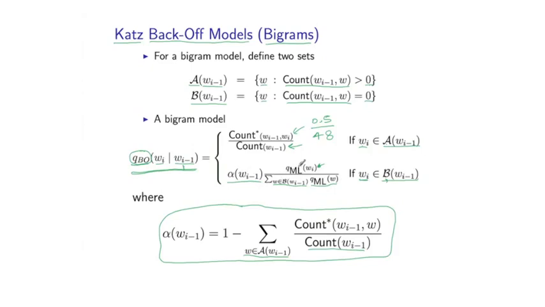So you can see once we've defined these discounted counts through, for example, subtracting a value like 0.5 from each count seen in training data, it's really quite simple to derive this estimation method. And it works really quite well in practice.